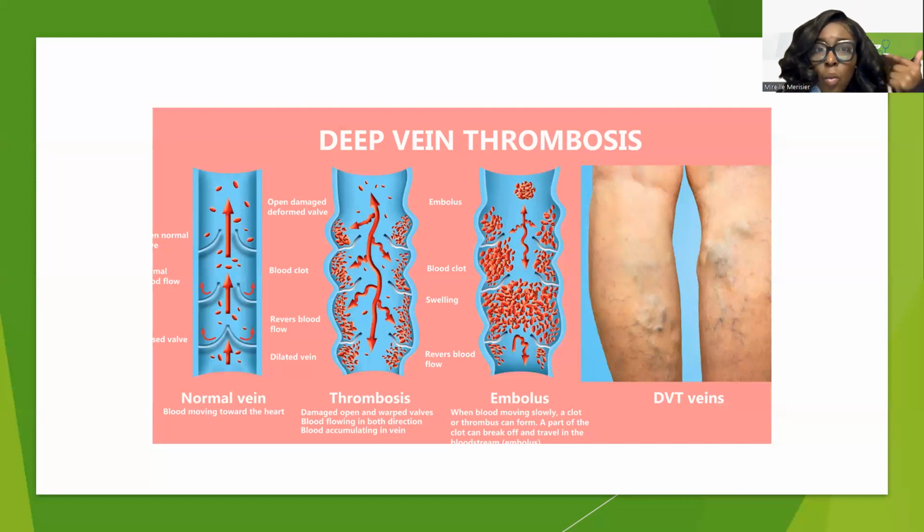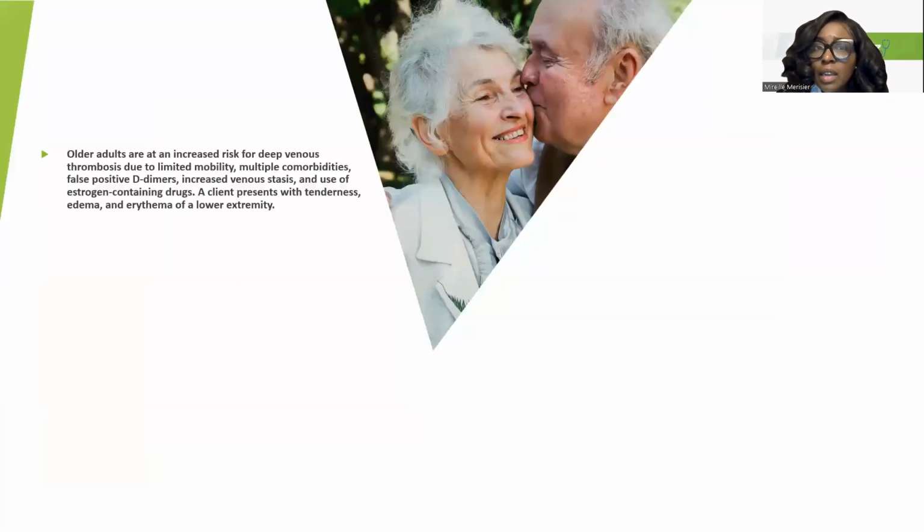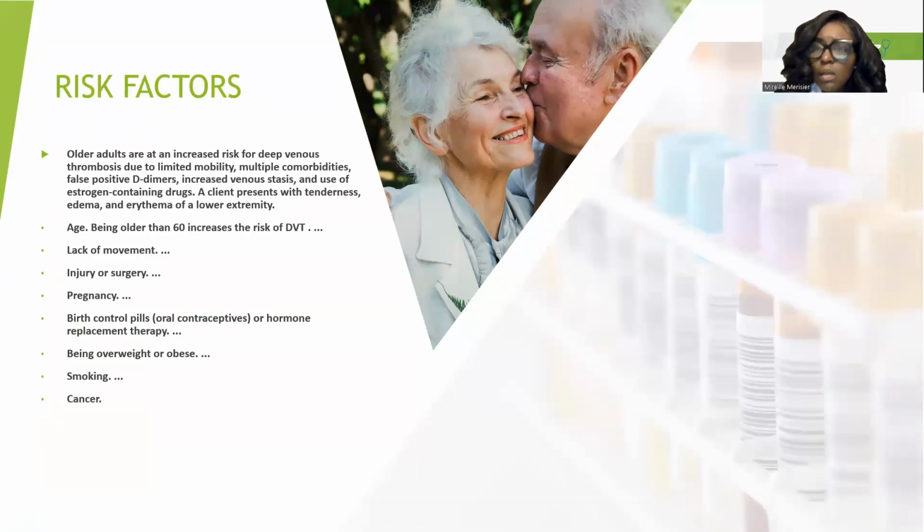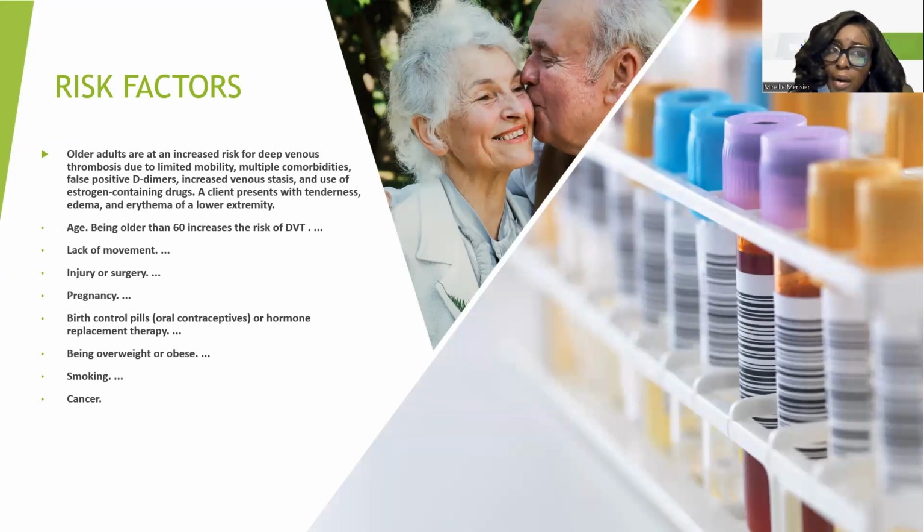So the biggest thing is to see what is it, the signs and symptoms, can I diagnose it, and who's at risk? Okay. When we look at the risk factors for a disease process, especially DVT, who's at risk for a DVT? Your adults are at increased risk for DVT because, again, the limited mobility, multiple comorbidities, they often have high blood pressure, diabetes, heart disease, cardiovascular disease, false positive D-dimers, increased venous stasis, and the use of estrogen-containing drugs, right? So that high estrogen, because a lot of times older women are going through what? Menopause, right? So they have to balance their estrogen levels.